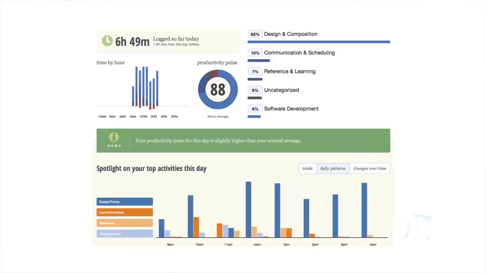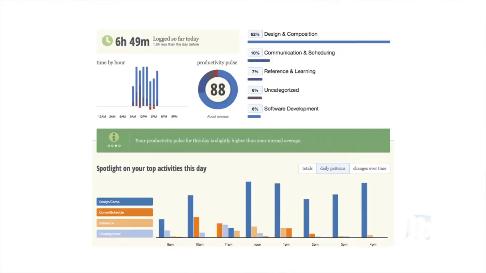And then by looking at the data here, you can match your mental state to the task at hand. Like if I showed you, I do my creative work in the morning, I know I'm fresh then. So with RescueTime, you can actually look at when you do stuff. I just took a screenshot this afternoon. This is my day today.